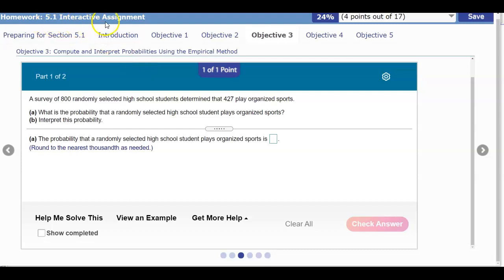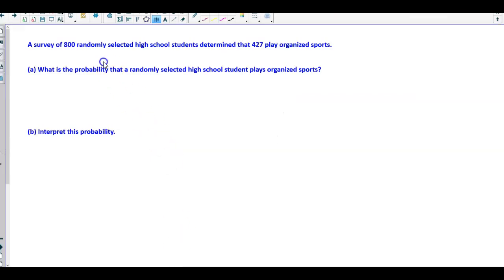Section 5.1 Interactive Assignment Objective 3. A survey of 800 randomly selected high school students determined that 427 played organized sports. In the first part of the question, it says, what is the probability that a randomly selected high school student plays organized sports? Okay, well, let's take a look at the question.